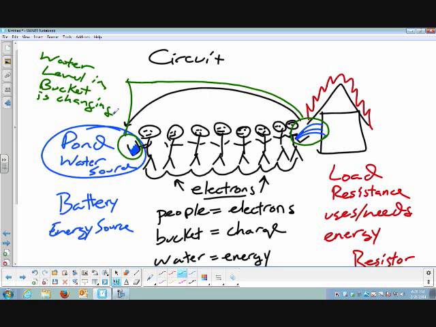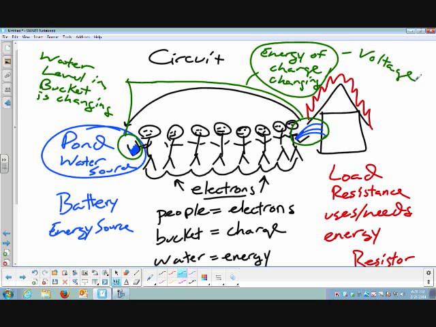Now remember, water is energy. So what this is really saying is that the energy of the charge is changing. This is voltage. Voltage occurs, and we refer to voltage, when we experience a change in energy level that the charge has. If the energy level is increasing, that might be a voltage increase. If the water level, if the energy level is decreasing, then this is often called a voltage drop.